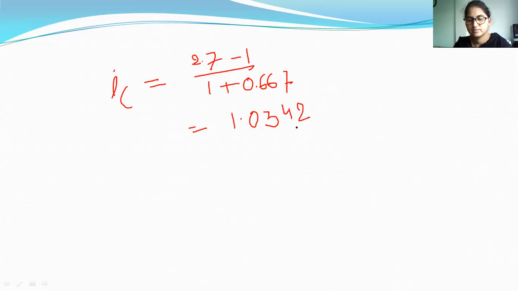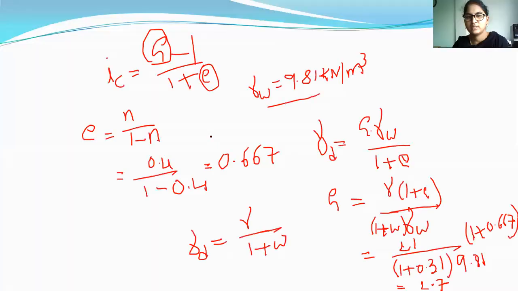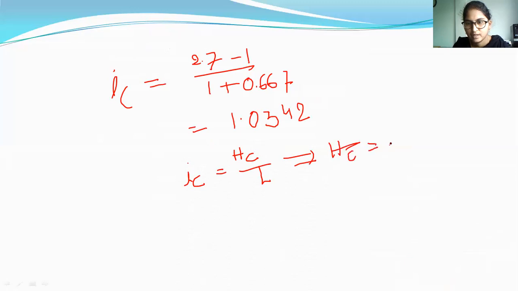Next, another value is also given, another calculation: the upward flow will cause the quicksand condition. So now we can calculate that value. Generally hydraulic gradient is equal to H by L. We already know that hydraulic gradient is equal to H by L. So critical hydraulic gradient I suffix C is equal to H suffix C by L. That implies H suffix C is equal to I suffix C into L.